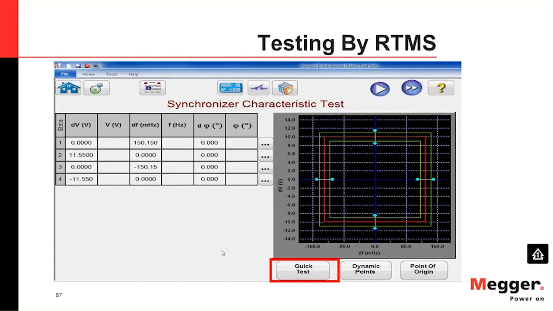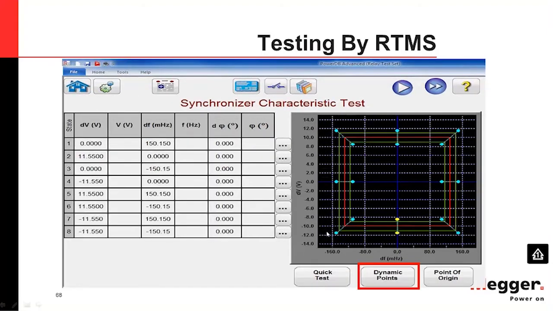The first, quick test, will check the 2 quantities separately, meaning it will check the voltage and then it will check the frequency. That's the voltage here and the frequency here. So this will check the frequency deviation, this will check the voltage deviation. But I need to check both together, voltage and frequency. Of course, the phase angle is always common between them. Then we can go for dynamic.